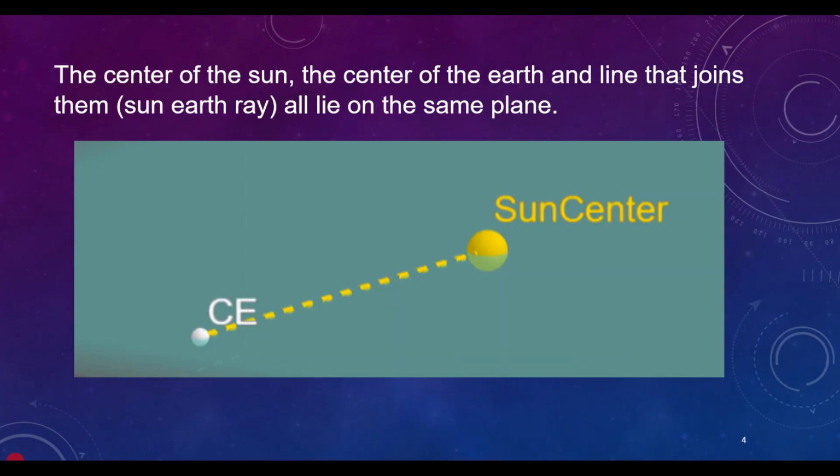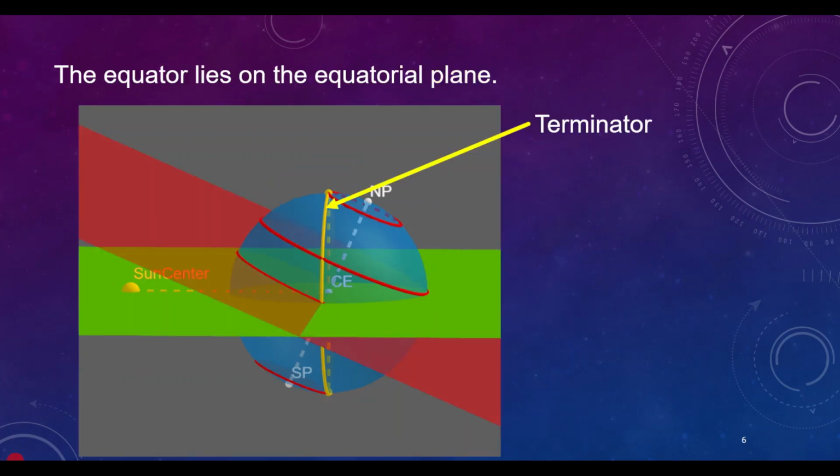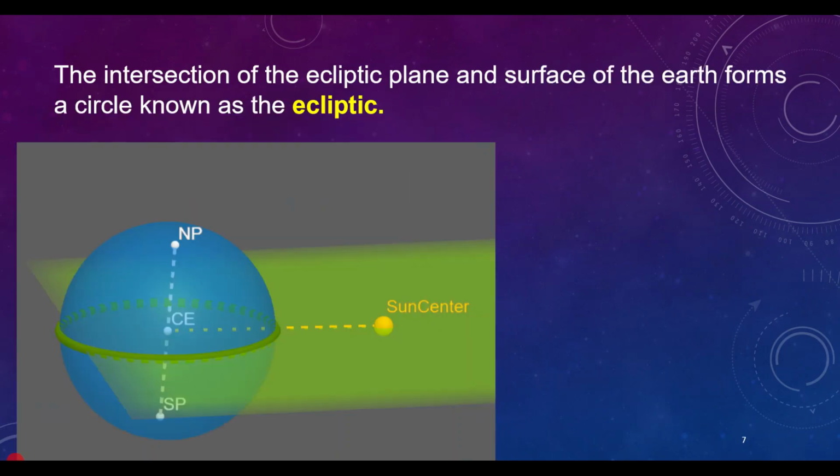Here's a little phrase that you can learn, and it will take you quite a ways. The center of the sun, the center of the Earth, and the line that joins them all lie on the same plane. That plane is known as the ecliptic plane. The equator lies on the equatorial plane, and of course the angle between the equatorial plane and the ecliptic plane is 23.44 degrees. The intersection of the ecliptic plane and the surface of the Earth forms a circle known as the ecliptic.